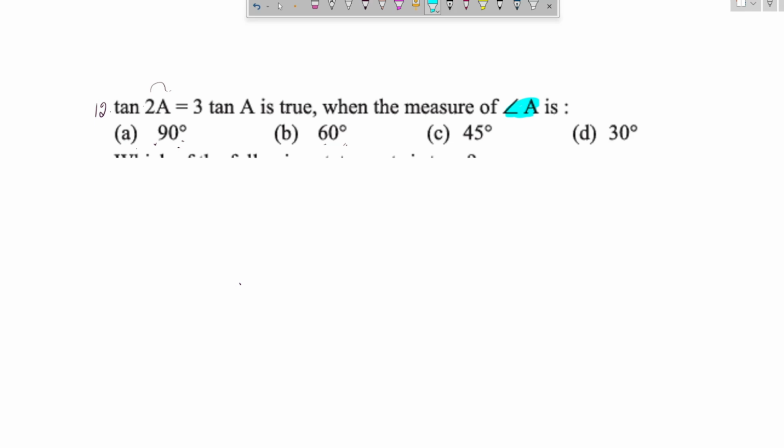In question number 12, they gave us tan 2A is equal to 3 tan A is true for which angle A. So if you choose angle A as 90 degree, then my tan 2 into 90 degree will become tan 180 degree. So we will not choose this. Now for B option, if you choose 60 degree, it will become 120 degree, tan 120. We will not choose these two. So let us see for 45 degree.